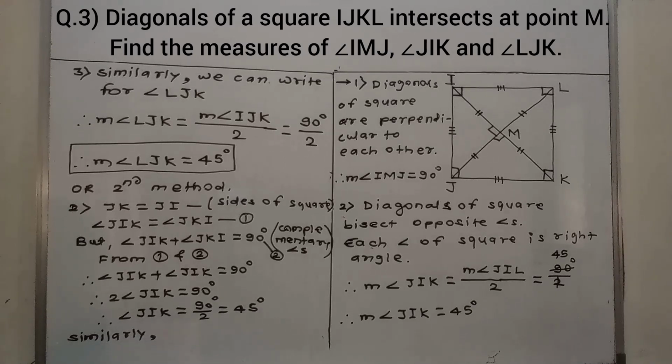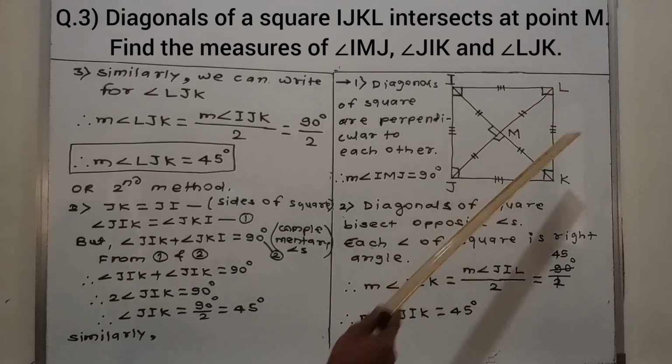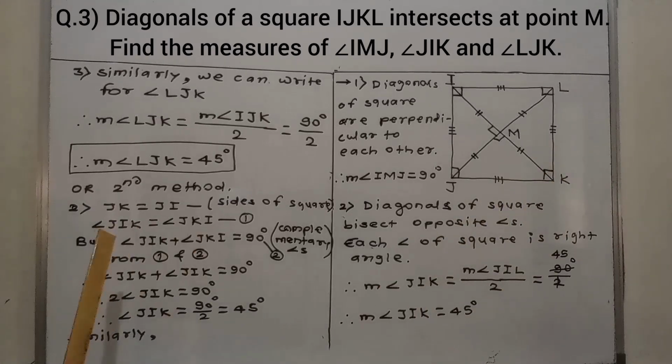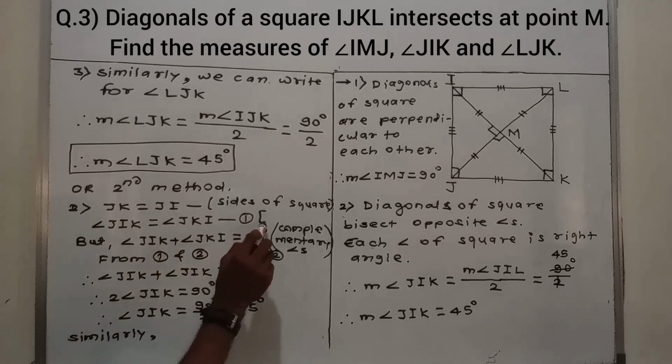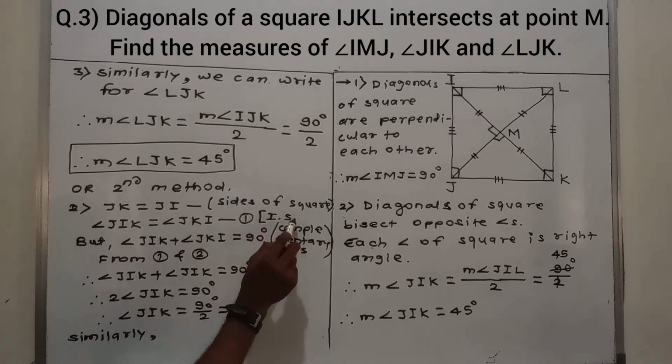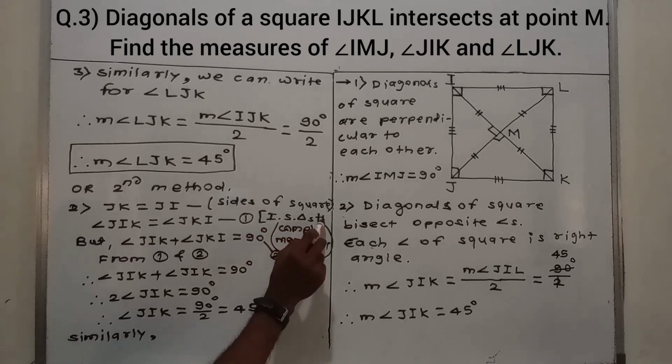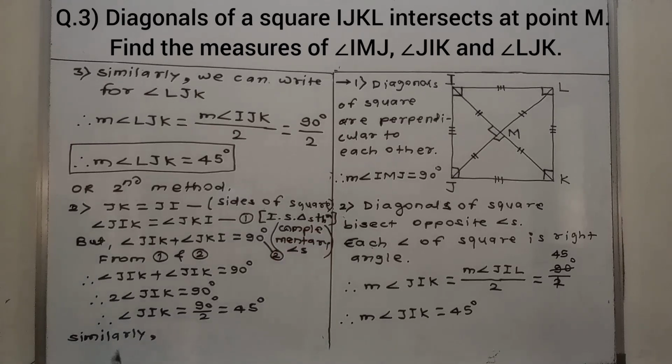Similarly, we can write for angle LJK. In triangle LJK, JK is equal to LK, the same way, sides of a square, then by the isosceles triangle theorem. Here we write isosceles triangle theorem. Did you get it? Same way, therefore, angle LJK is also equal to 45 degrees.